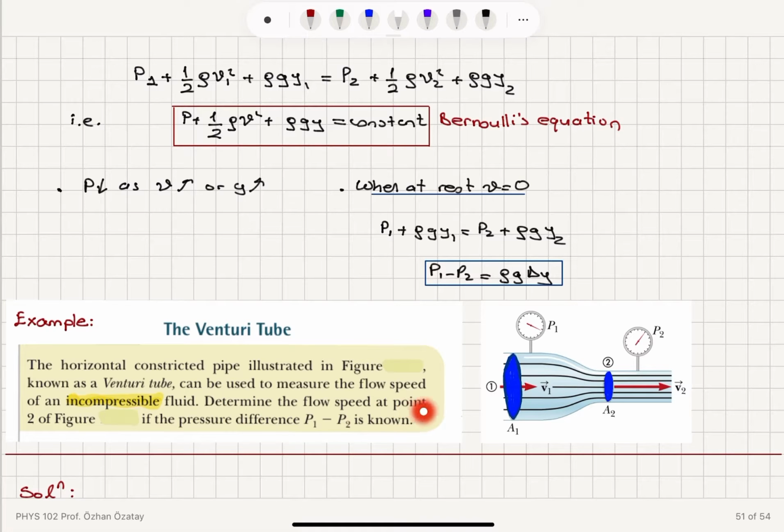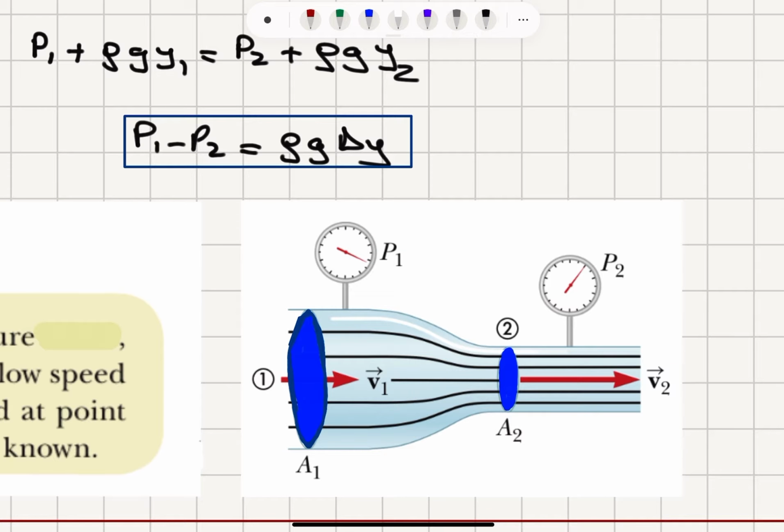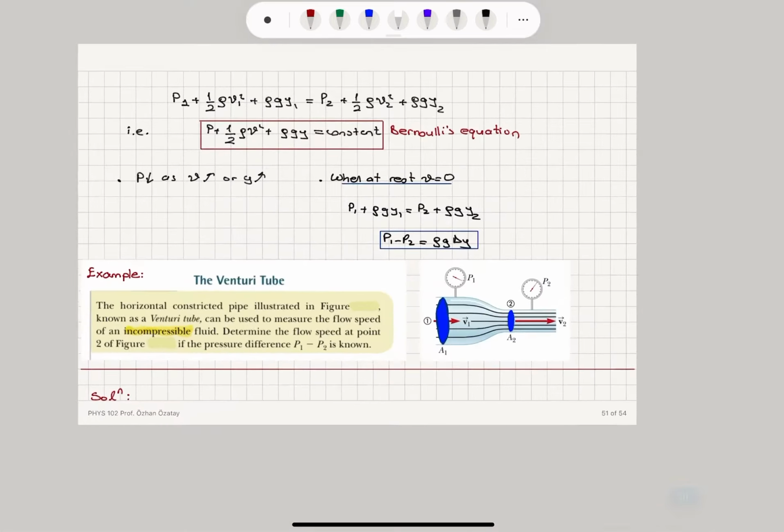Determine the flow speed at point 2 of the figure if the pressure difference is known. Okay, so the pressure difference P2 minus P1 is known, and we have cross-sectional area A1 here, velocity of the particles V1. You can see this is laminar flow, and here we have a cross-sectional area A2 and velocity V2.